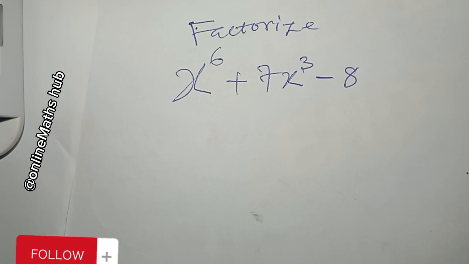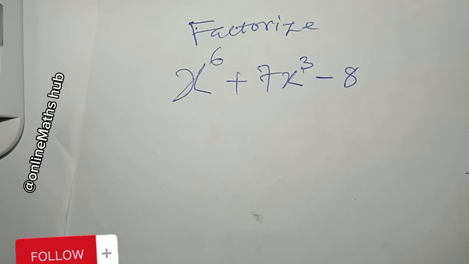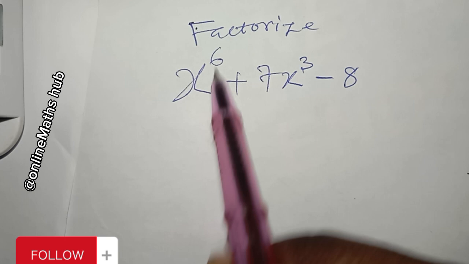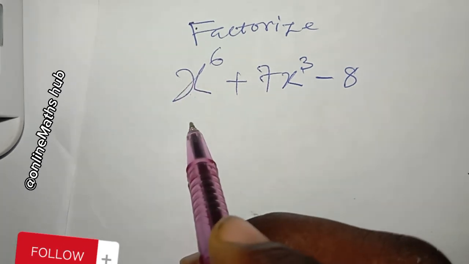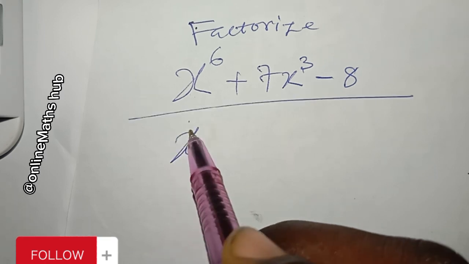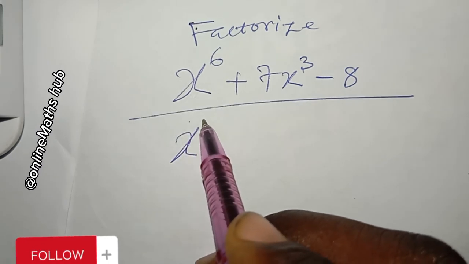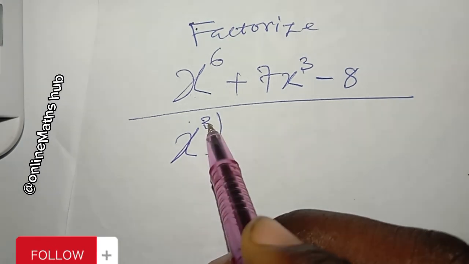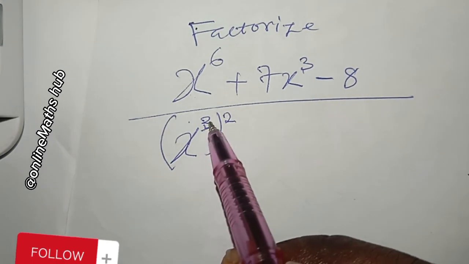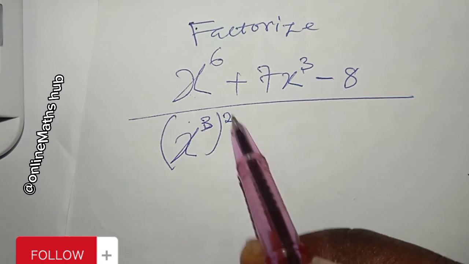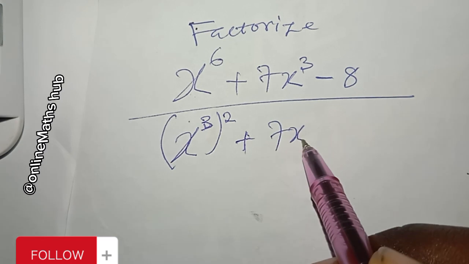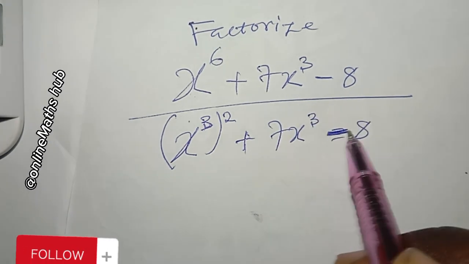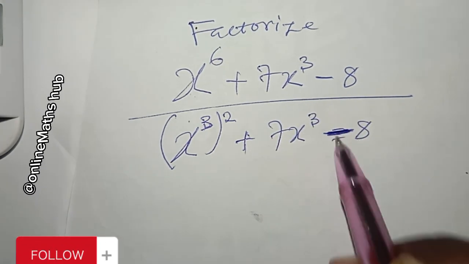So we're going to be solving this Olympiad problem right here, and of course you'll see how to go about solving it. The first thing I want to do is write x power 6 as x power 3, and then to power 2, so that when I do 3 times 2 it gives me back 6. Plus 7x power 3 minus 8.